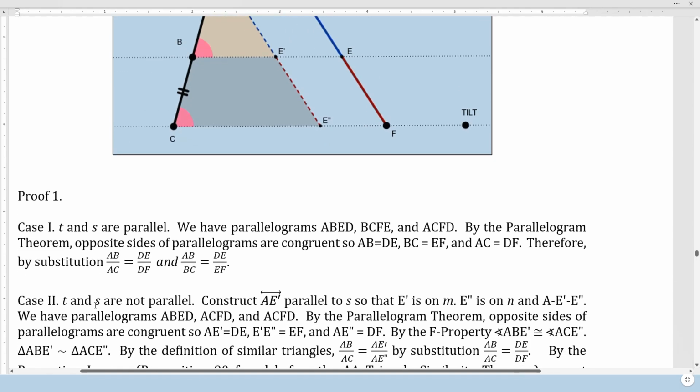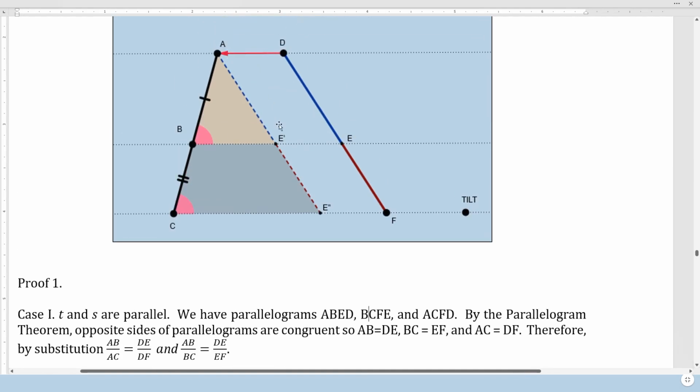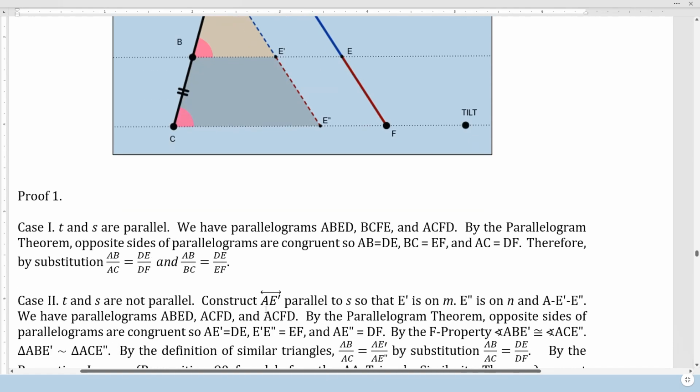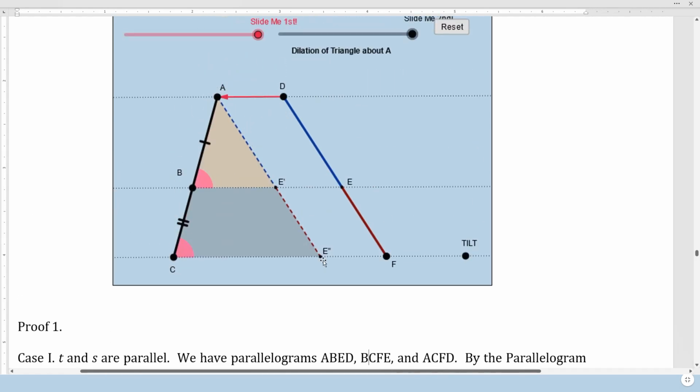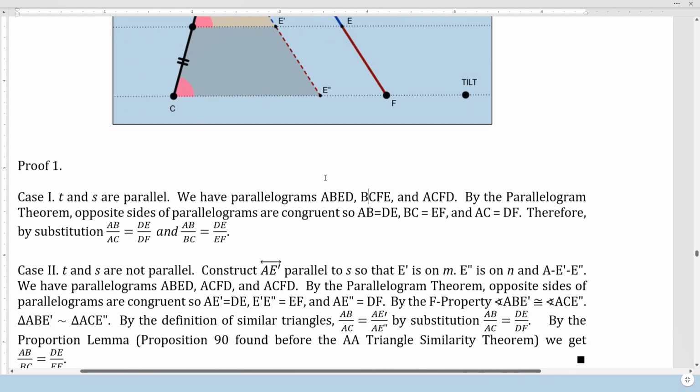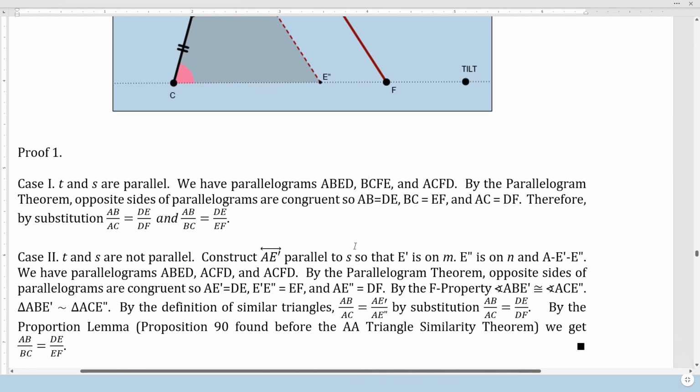Now, if S and T are not parallel, construct AE prime, the line through A that's parallel to the line that goes through D and F, which is S. Okay, this one over here is T, this is S. And so the E prime is on this line here, BE, that was M, and E double prime is on N, which is the line down here, and E prime is between A and E double prime, so those are all on the same line like that. That just sets up the way we have it in their picture.